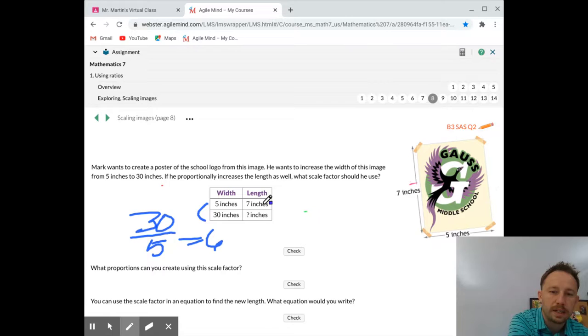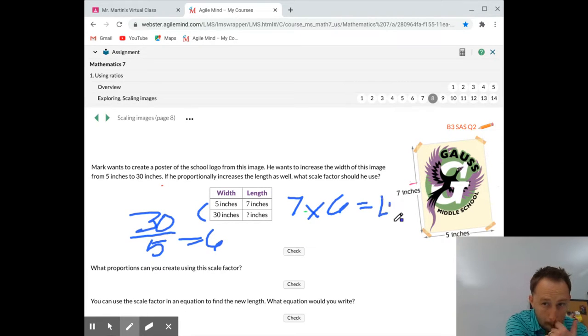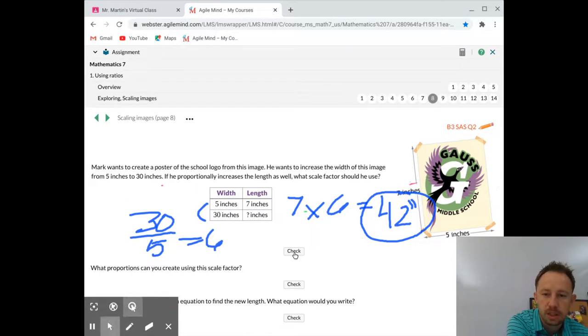All right, so what do I need to do with 7 and 6? You need to multiply. Good job. And so what's 7 times 6? 42. Good deal. So our new length is what? 30 over 42 or 42. So 42 inches. Good. All right, so let's check our work. Make sure we did that all right.